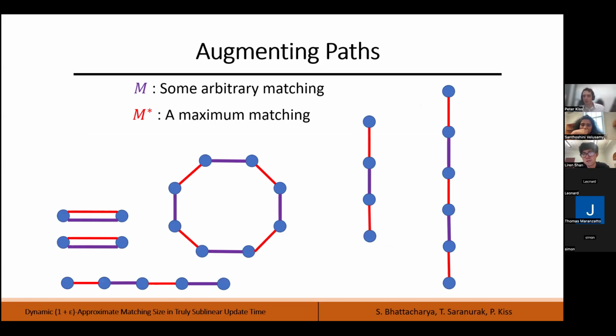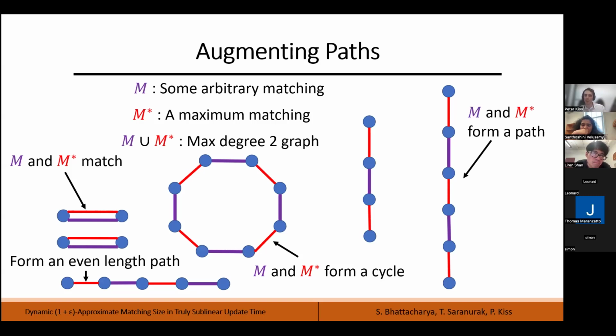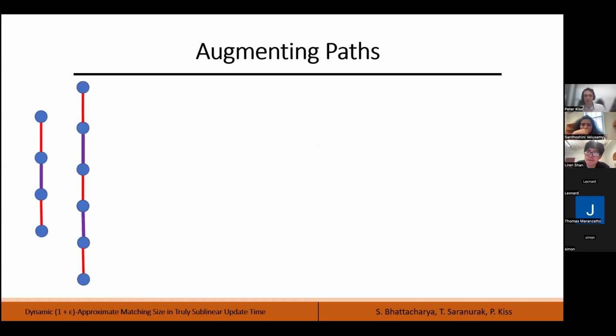And the union of these two matchings is defined with the following structures. It will be of max degree 2, of course. There will be points where they match. They will form cycles. They will form even length paths, and on these structures they have the same number of edges. They are not much different, but they will form odd length paths where the maximum matching is one longer. And that's an augmenting path, which can be used to augment M.